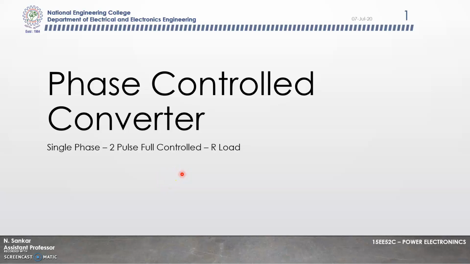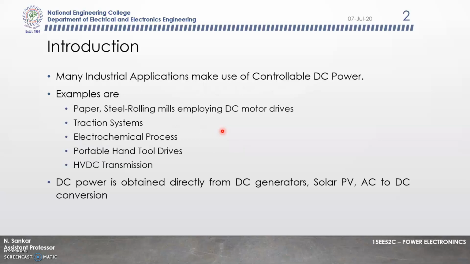In today's topic we're going to start our second unit, that is phase controlled converters. In the second unit our first topic will be the single phase 2 pulse fully controlled converter with R load. We're going to see the working, the output waveforms, and the output voltage, either average voltage or RMS voltage, and how the output power and power factor are calculated. These are the things that will be covered in today's lecture.